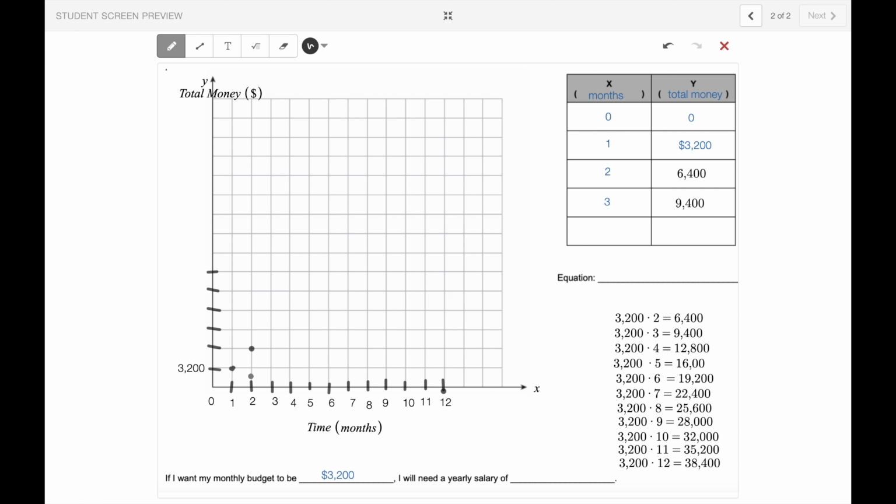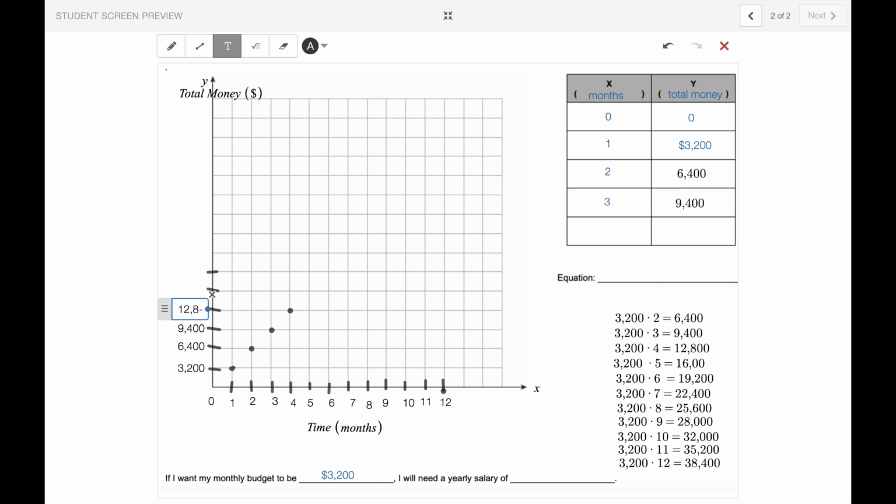In 2 months, how much money am I going to need? 9,400. What about in 3 months? In 3 months, I will need the total money of 900. Oh, sorry. I messed up my numbers here, right? In 3 months, I need 9,400. In 2 months, I need 6,400. Whoops. I make mistakes too. And then in 4 months, I will be needing 12,800.